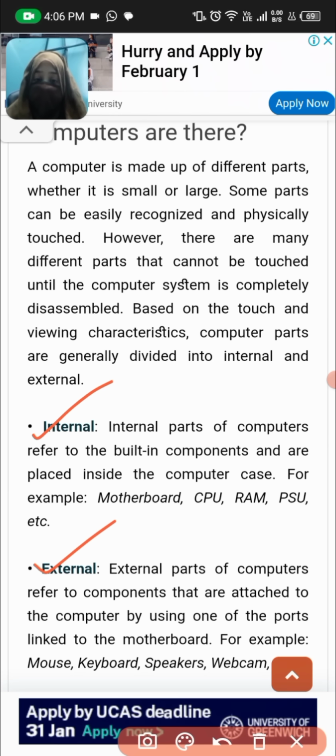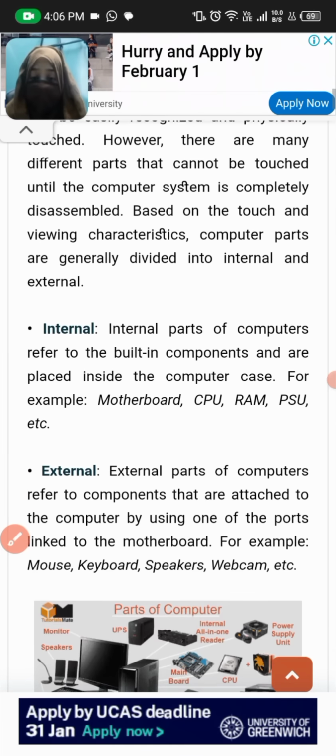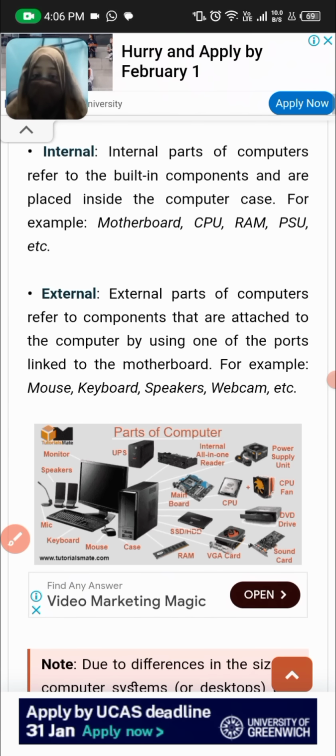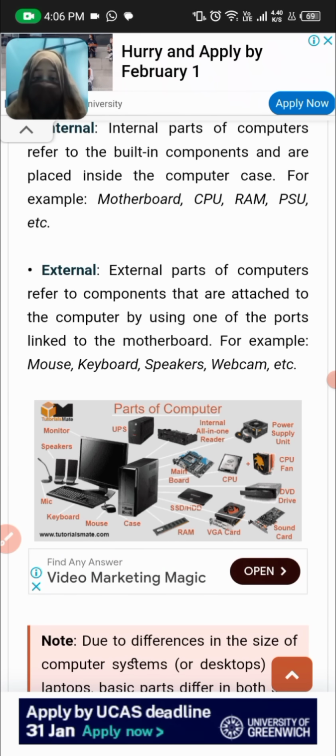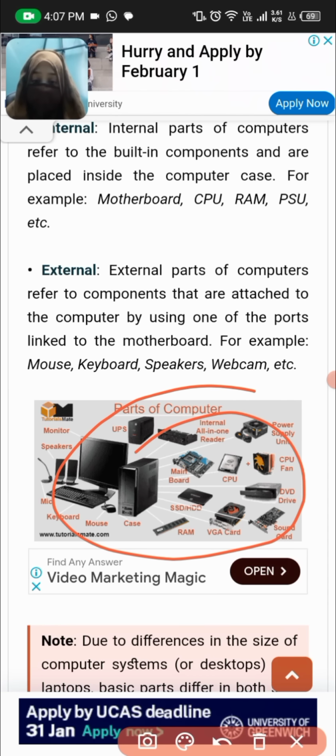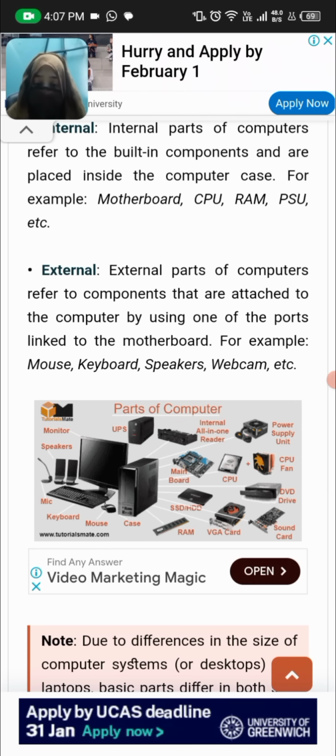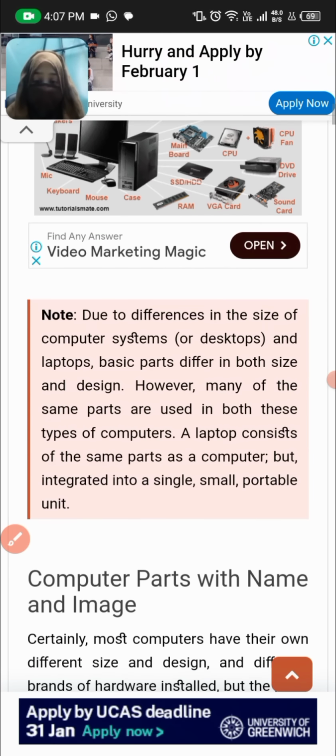Internal parts of computer refer to the built-in components and are placed inside the computer case. For example, motherboard, CPU, RAM, and PSU, etc. External parts of computers refer to components that are attached to the computer by using one of the ports linked to the motherboard. For example, mouse, keyboard, speakers, and webcam. In this picture, you can also see the parts, as this is the mouse and mic, speakers. So these are the external parts which we can easily touch.